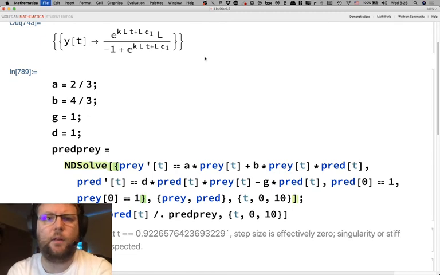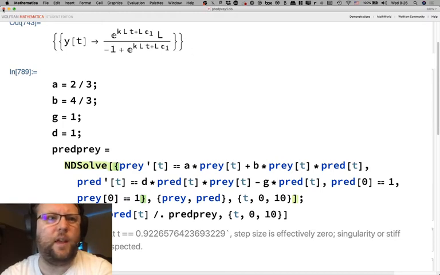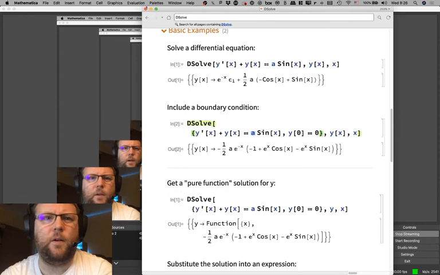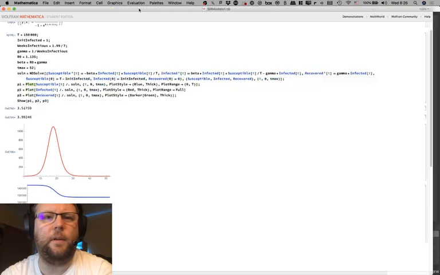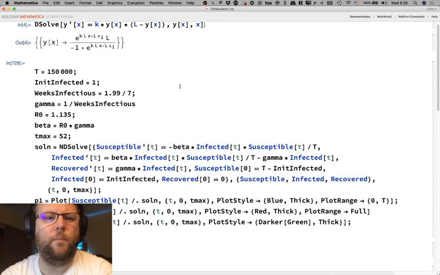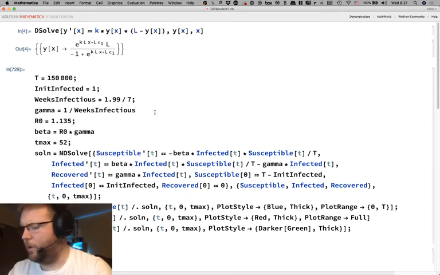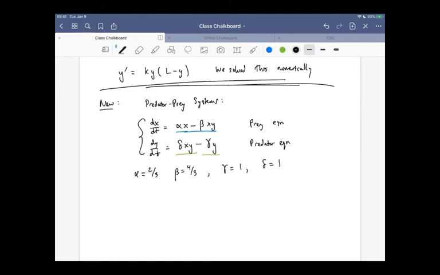So, let me save this and go to something that I know is going to work, and sorry for the inception. Let me go to this document, and I'll blow it up a little bit. And then I'm going to go back to the iPad for just a second. And okay, so the system of differential equations I wanted to talk about is called an SIR model.